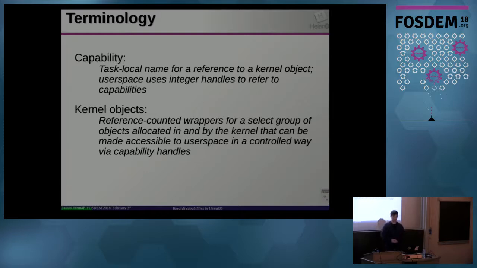And now capabilities. This is how we are used to talk about capabilities in HelenOS. For us, a capability is a task local reference to some kernel object. A kernel object is basically a wrapper which is reference counted and points to a real thing, something which lives in the kernel and is accessible to user space only via a capability, which is referred from user space using a handle. You can imagine the analogy of files, where you have a file handle, which is the integer reference, where you have in the kernel the table of open files, which is basically an array of capabilities, and elements of this array then point to the underlying VFS object, which would be the kernel object.